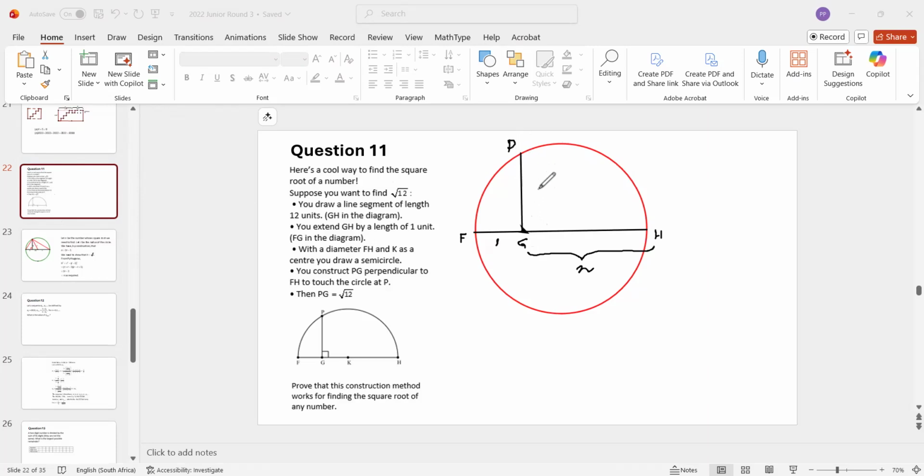And then the question is PG, let's give a name to it, let's call it H. It's always nice to give symbols to line segments. Okay, then you can do algebra with them. But you have to just keep track of it. But you can keep track in the diagram. So as I've done here now, PG equals H. We want to show that that is equal to the square root of n.